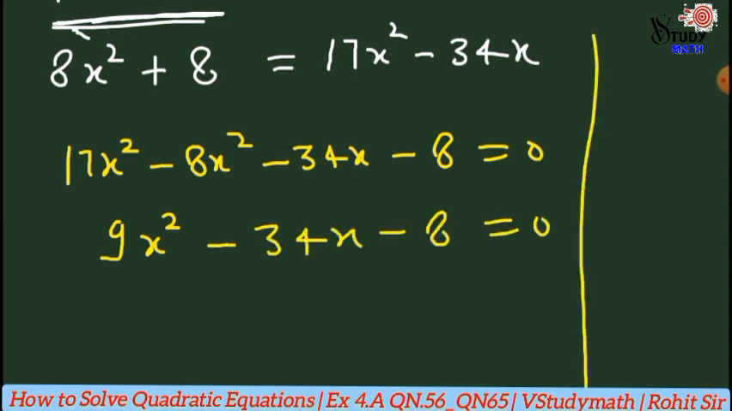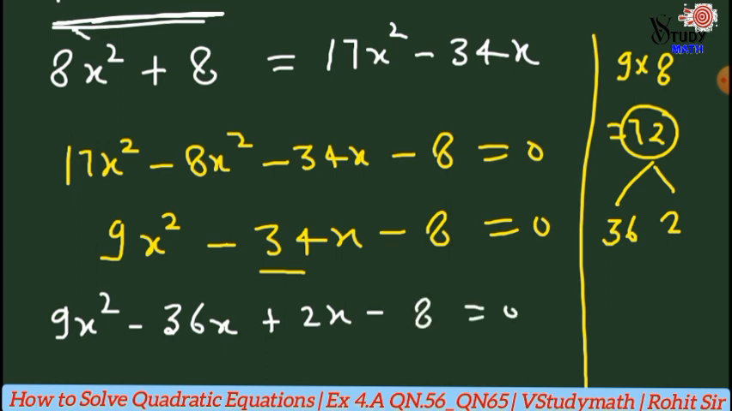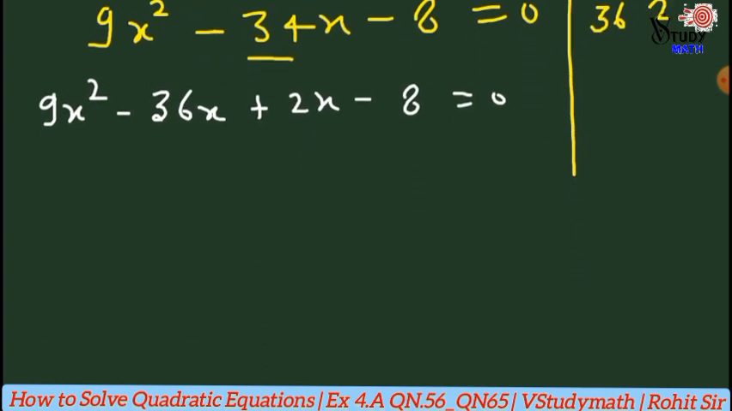Now 9 is going to multiply 8, that is 72. Now we have to find two factors of 72 whose difference is equal to 34, that is 36 and 2. Now 9x square minus 36x plus 2x minus 8 is equal to 0. Now comes the next step.